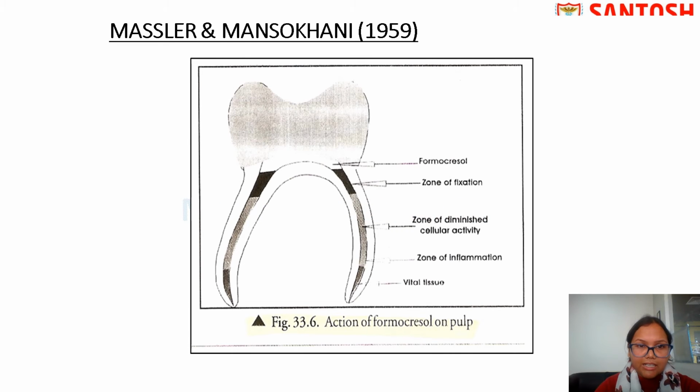According to Massler and Mansukhani in 1959, after the formocresol fixation, various zones appear on the pulp. The first one is the zone of fixation. Beneath that, there is the zone of diminished cellular activity, and then there is the zone of inflammation, and beneath that there is the vital tissue.